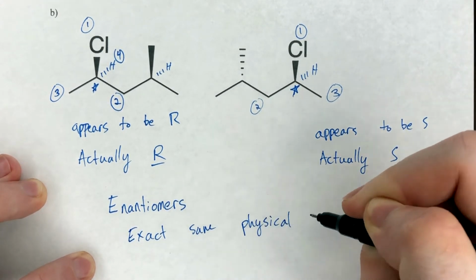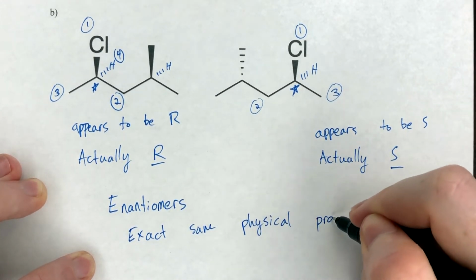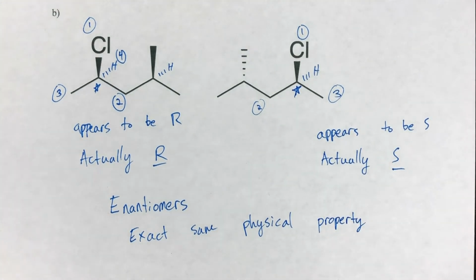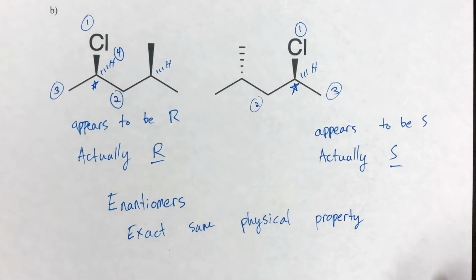I'm not actually sure if this is called a physical property, but the only difference in how you can tell that you have enantiomers present is the rotation of plane polarized light. If you have a pure enantiomer separated out from its pair, it will rotate light in one direction, and the other will rotate light in a different direction.